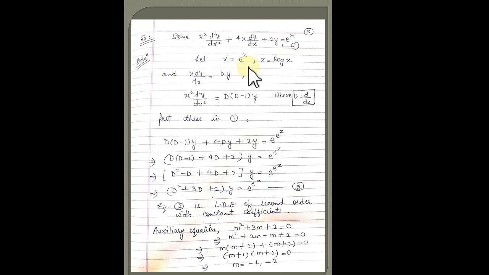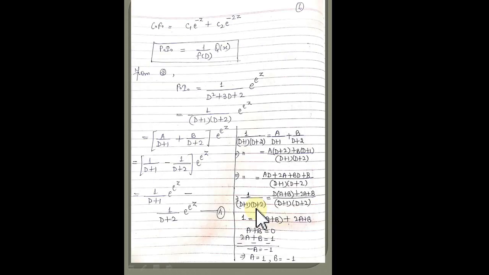This equation number 2 is a linear differential equation of second order with constant coefficient, and it can be solved by calculating complementary function and particular integral. This is the auxiliary equation m square plus 3m plus 2 equal to 0. We are getting two values of m as minus 1, minus 2, and for this we can write the complementary function as c1 e raised to the power minus z plus c2 e raised to the power minus 2z.